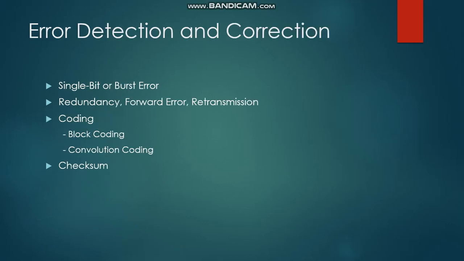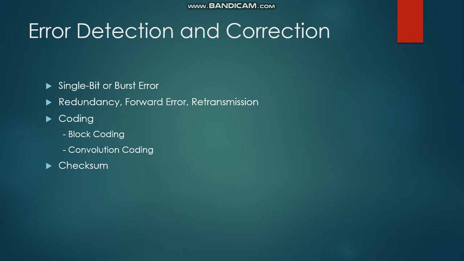When transmitting data, the data can be corrupted or lost along the way, or the data which is sent by the sender may not be equal to what is received at the receiver. The types of errors can be single bit or burst error. Single bit error is when only one bit is changed, and burst error is when more than one bit has changed.